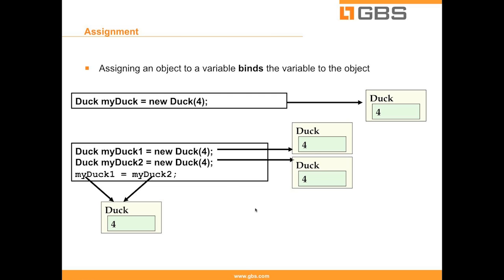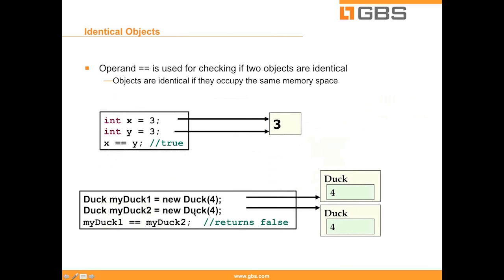Assigning an object to a variable is going to bind that variable to the object. So if I say Duck myDuck = new Duck(4), then I have a Duck with a value, whatever the type is, of 4. If I say myDuck1 = new Duck(4) and myDuck2, I have two separate objects. I can also say myDuck1 = myDuck2, because they're derived from the same base class. So I can have two memory pointers, but only one object in memory versus two objects in memory.